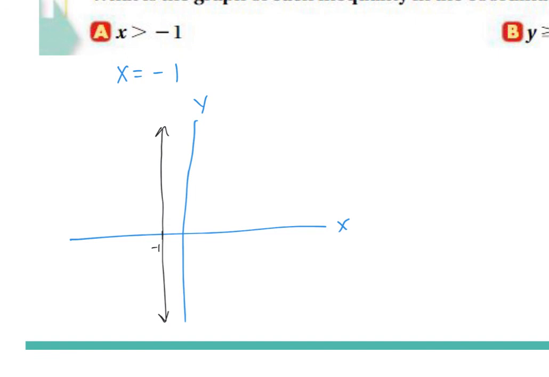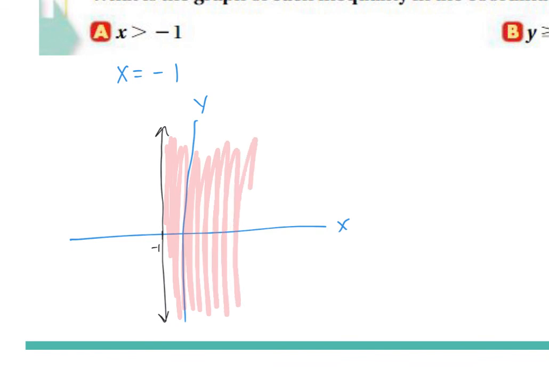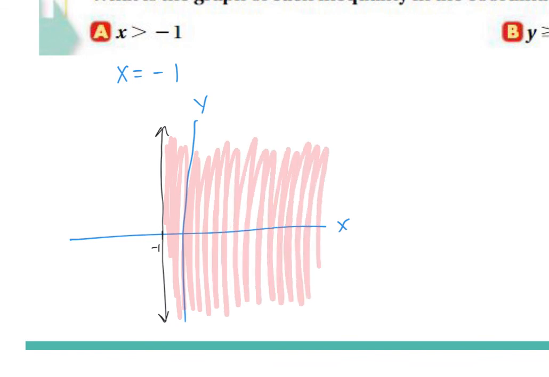Now, if x has to be bigger than -1, we're going to shade everything to the right of that line, okay? Because x values need to be bigger than -1. So let's shade everything to the right. So this is our solution.